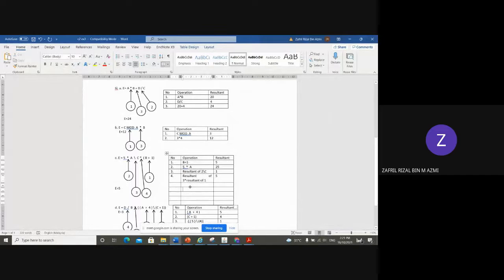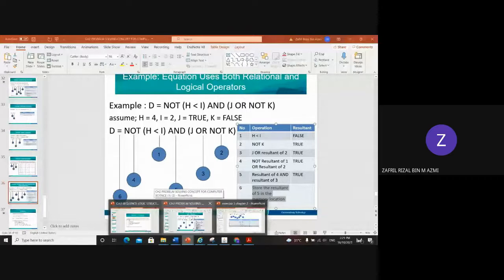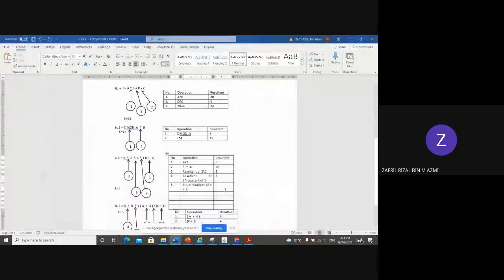Oh, banyak pula. The 5th step, so result in P. Itu je lah. Final step yang P ni, resultant ni biar kosong.